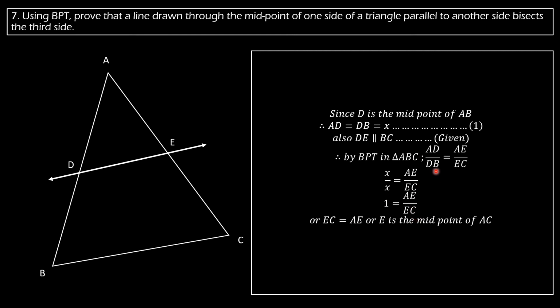This is a simple simplification of the equation. So EC is equal to AE, which means E is also the midpoint of AC, as it is dividing AC into equal parts. In other words, we can say that DE bisects AC, the third side, which was asked in the question. Okay, so next question.